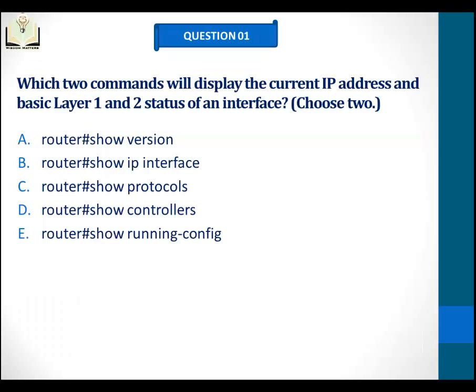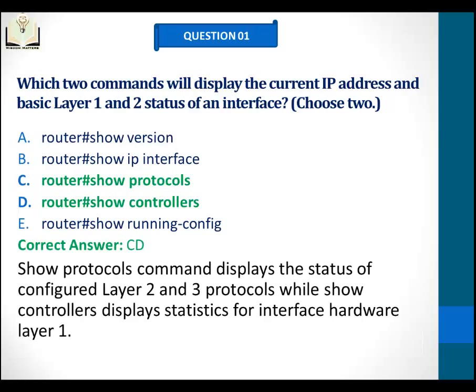Which two commands will display the current IP address and the basic layer 1 and 2 status of an interface? Choose 2. Show version, show IP interface, show protocols, show controllers, show running config. And the answer is C and D, that is show protocols and show controllers. Show protocols displays the status of configured layer 2 and 3 protocols, while show controllers displays statistics for interface hardware layer 1.